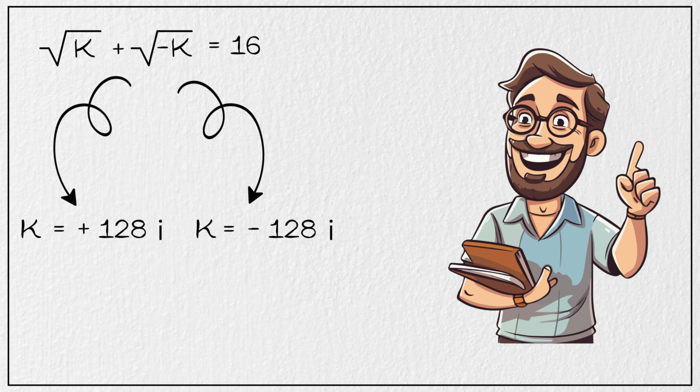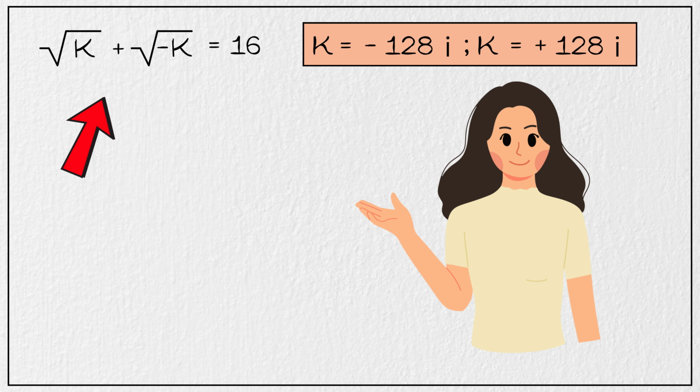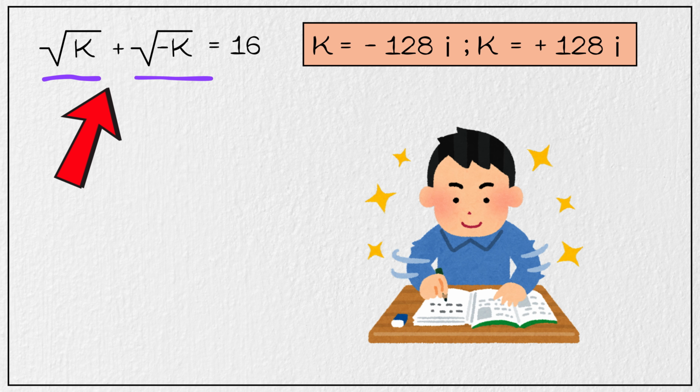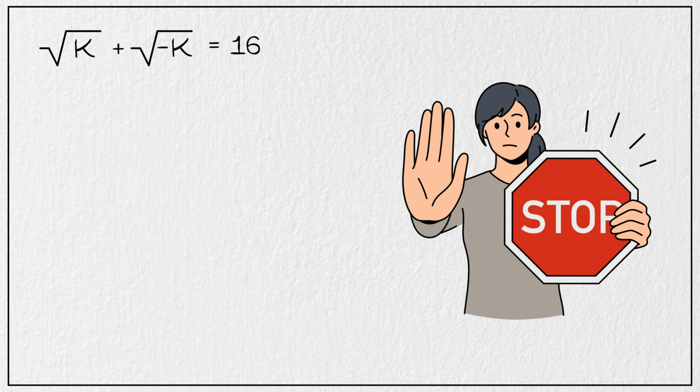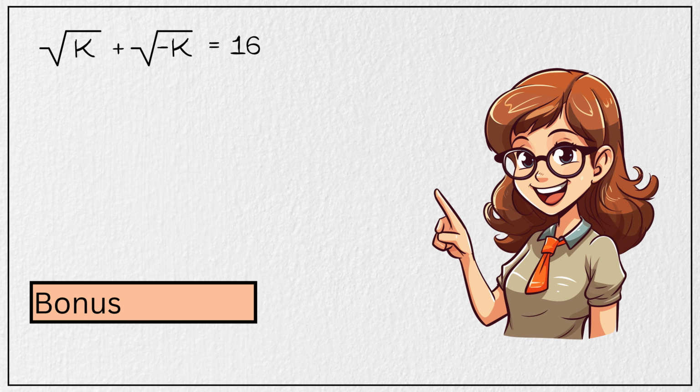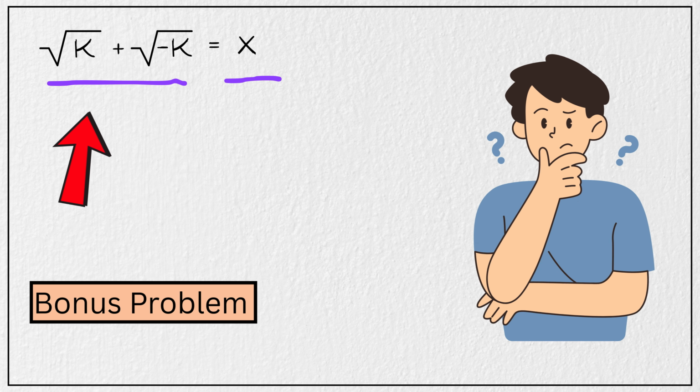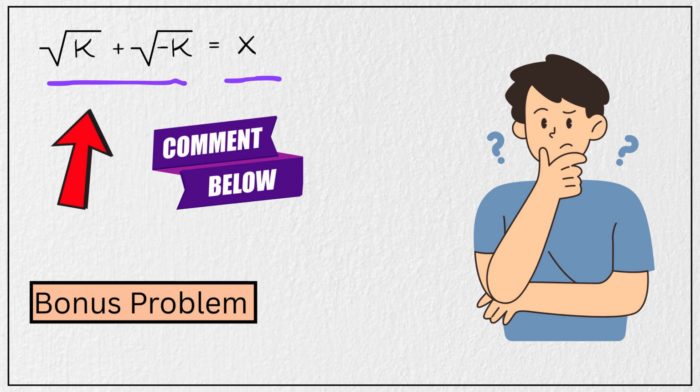Pretty amazing, isn't it? Even though we started with an equation involving two square roots, a little patience and some algebra helped us crack it wide open. But wait, before you go, I have one more bonus challenge just for you. Can you find the value of k in terms of x instead of the number 16? Think it through and drop your answer in the comments below. Let's see who can figure it out.